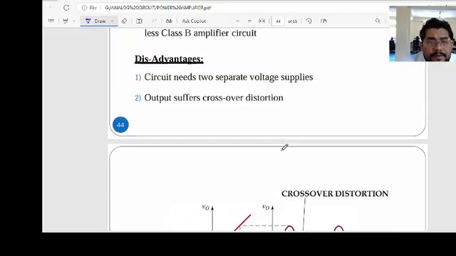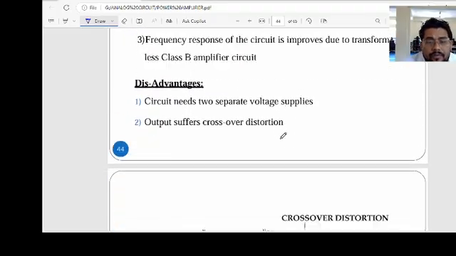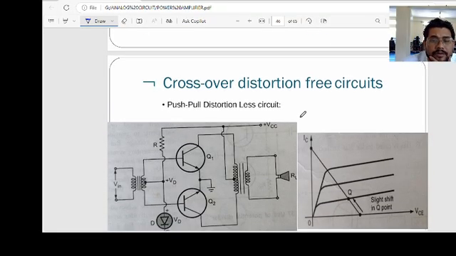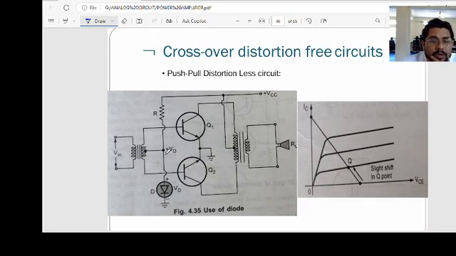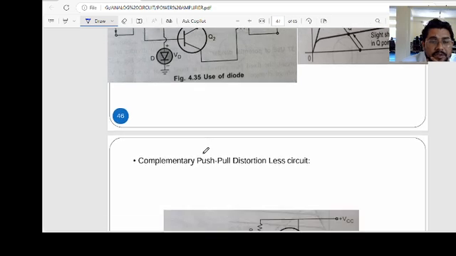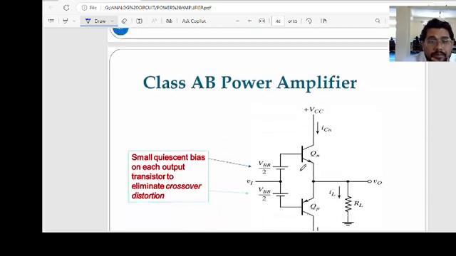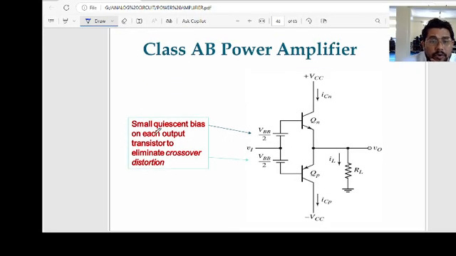So we can also see the disadvantage: this is the crossover distortion. To remove the crossover distortion, we have a complementary arrangement we can use. This is the class AB power amplifier. A small quiescent bias on each output transistor is used to eliminate the crossover distortion.